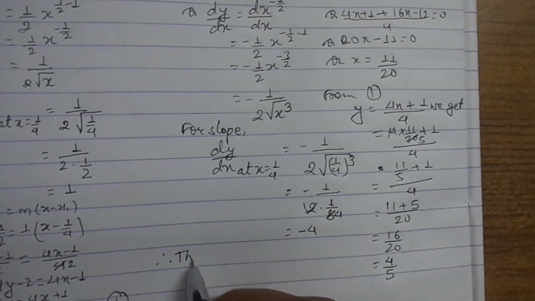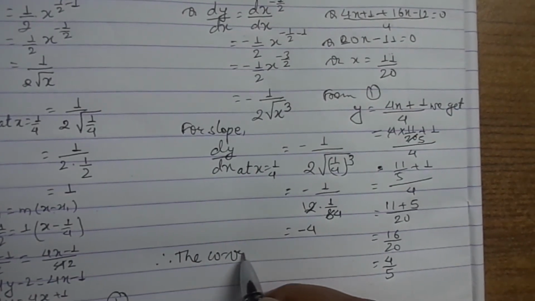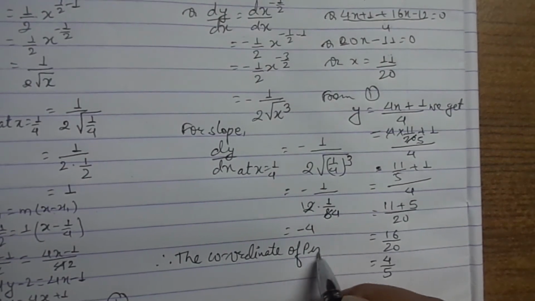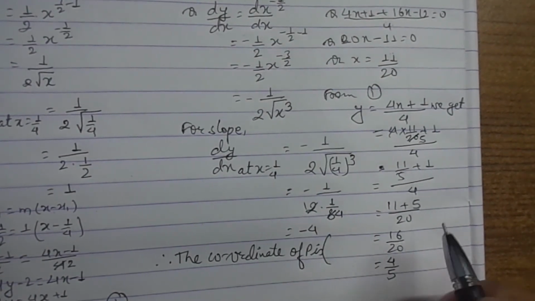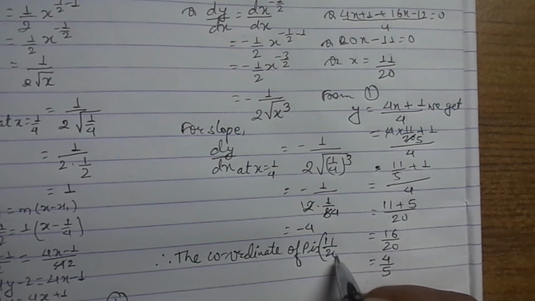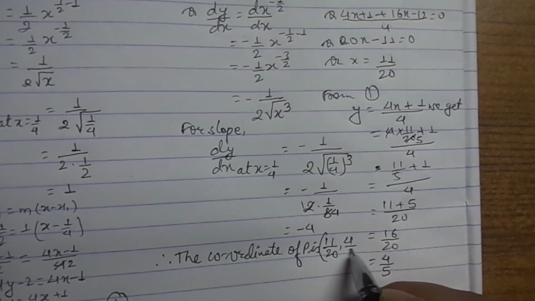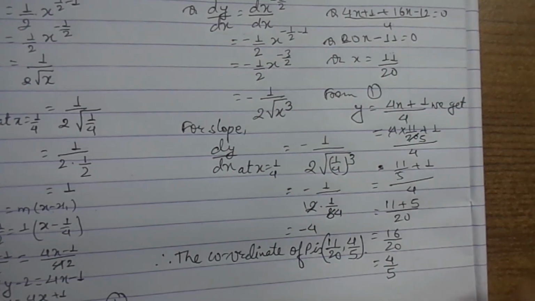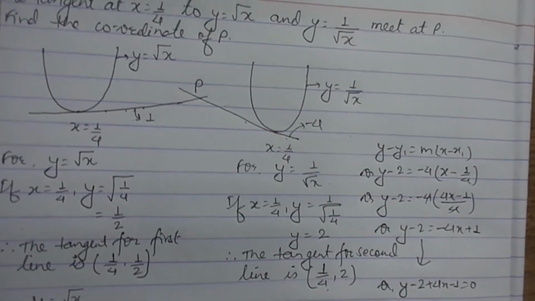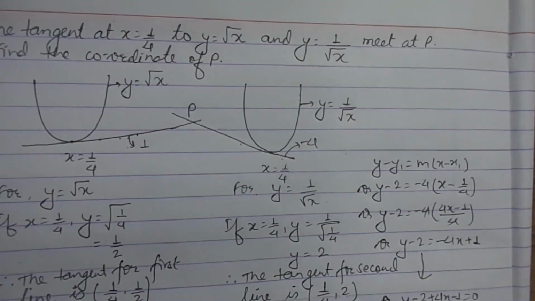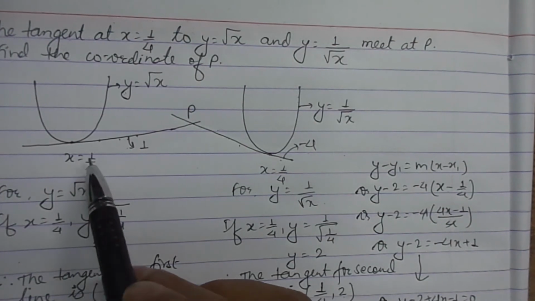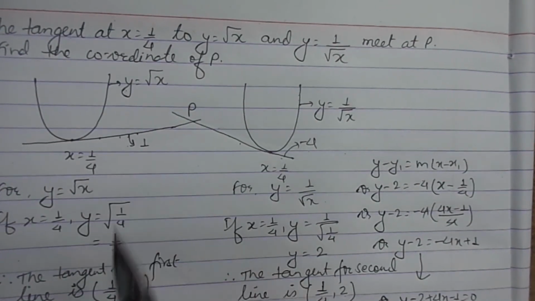Therefore the coordinate of p is 11 upon 20 comma 4 upon 5. So in this way we can find the intersection point of the tangents of the two curves at the given point x equals 1 upon 4. Thank you.